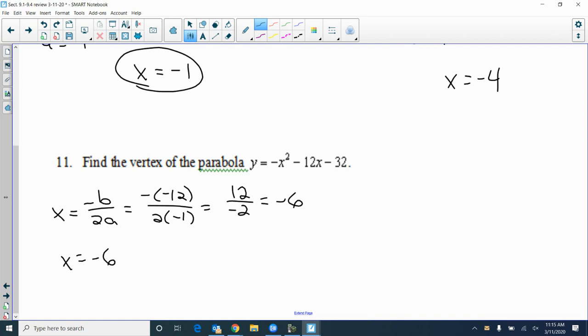All right, how many people actually did this and then plugged it in on your own? Those of you who do not have a hand up, take -6, plug it in, and see what you get for y.